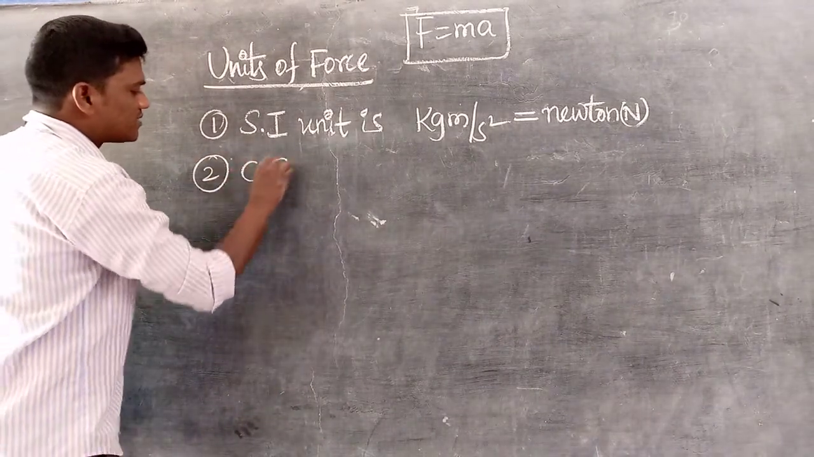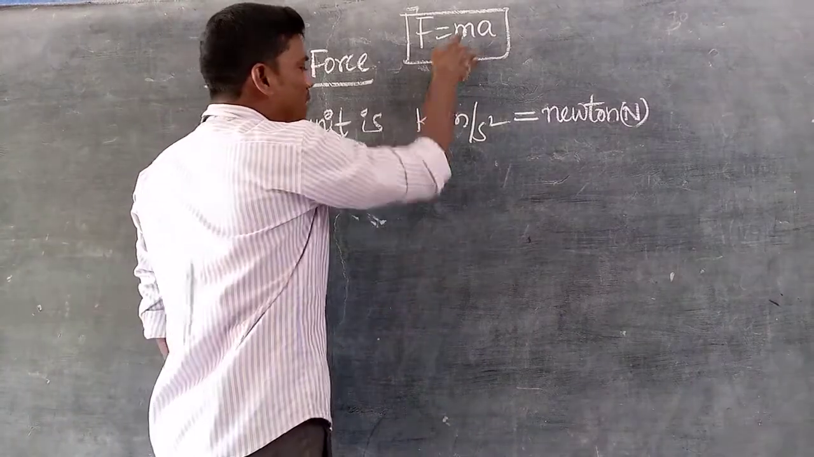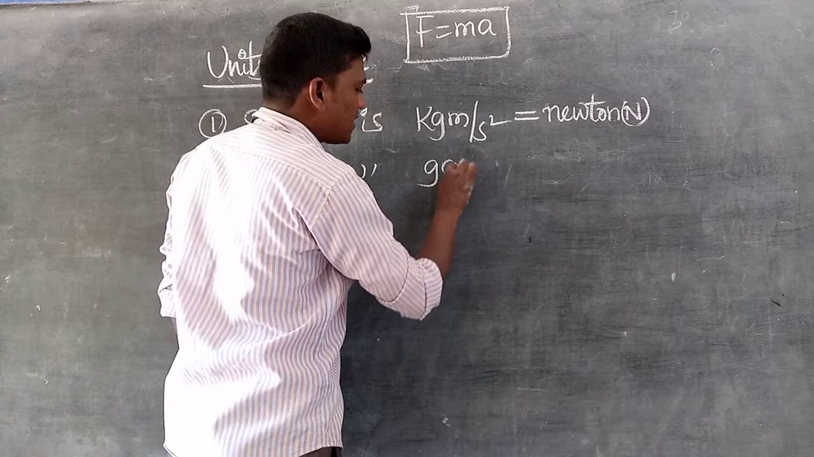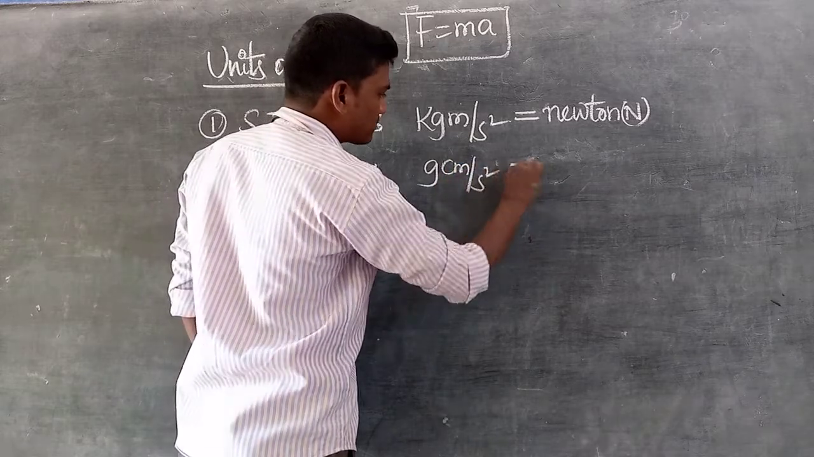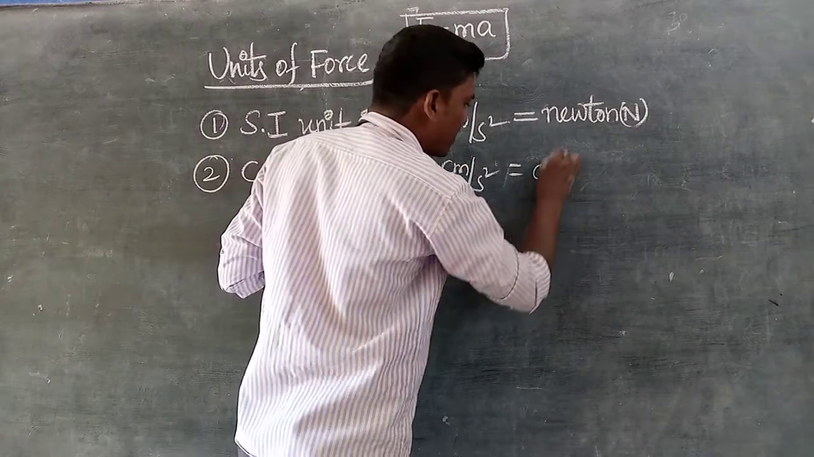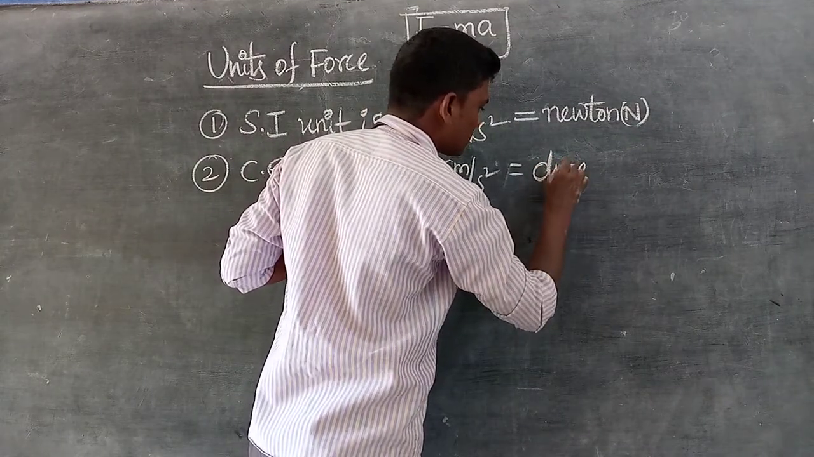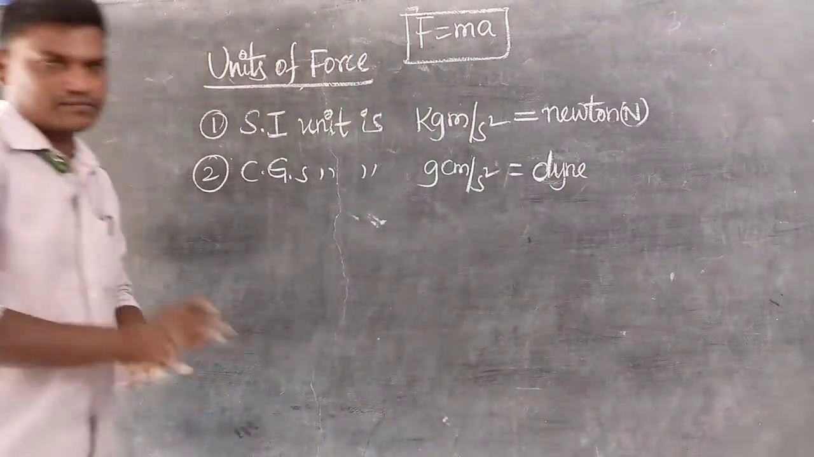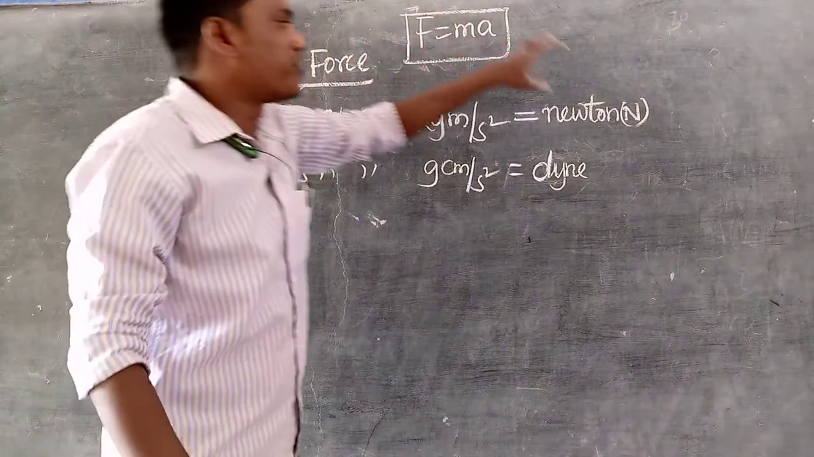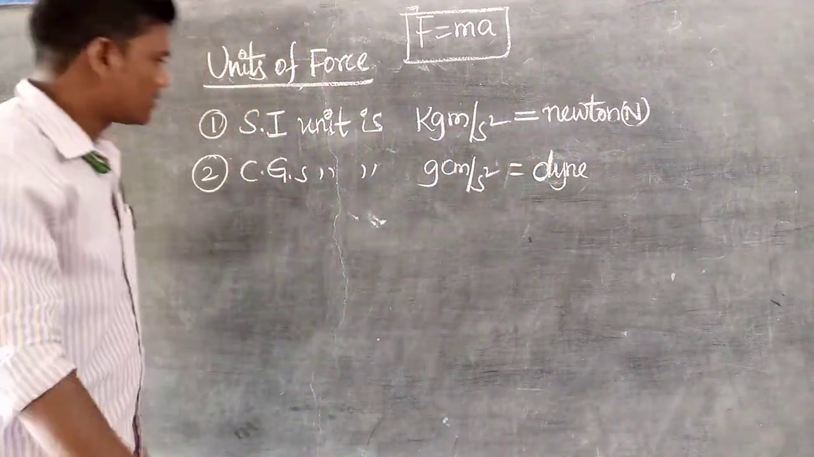Second one, CGS unit. CGS unit is mass is measured in grams, acceleration is centimeter per second square. 1 gram centimeter per second square is nothing but 1 dyne. So SI unit of force is Newton and CGS unit of force is dyne.